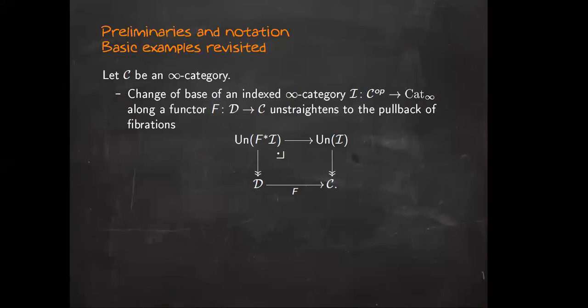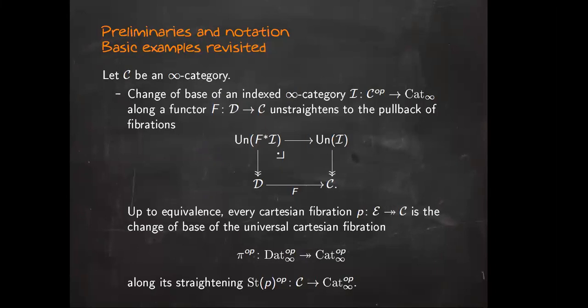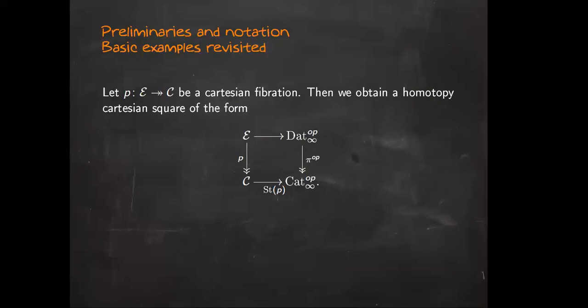Now, as a special case, we can unstraighten the identity over infinity categories, and this gives us the universal co-Cartesian fibration. And if we op that thing, we obtain the universal Cartesian fibration. And it is universal in the sense that every small Cartesian fibration is the change of base along its own straightening of the universal Cartesian fibration. So we can depict this in the following way. If we are given P, we can straighten it. We can take the pullback of the corresponding functor and obtain P back again up to equivalence.